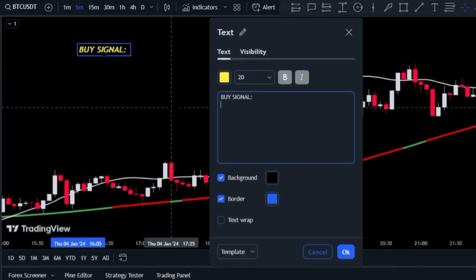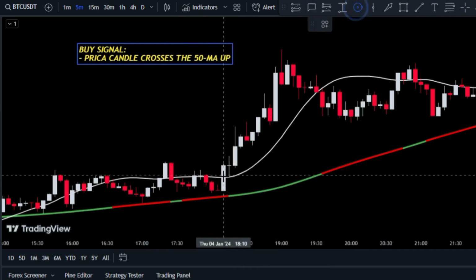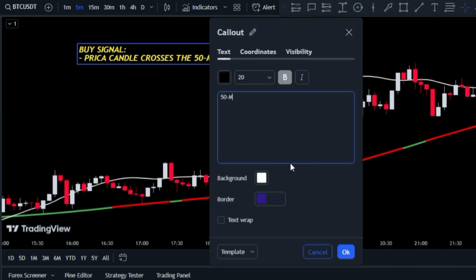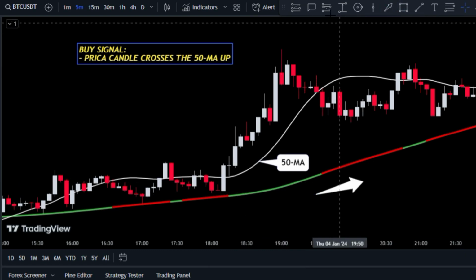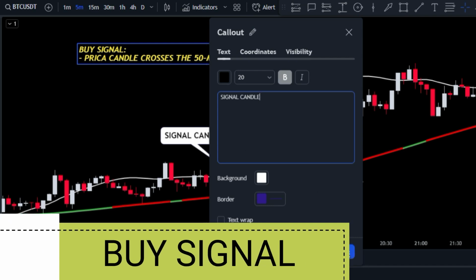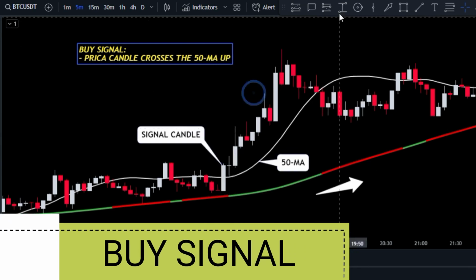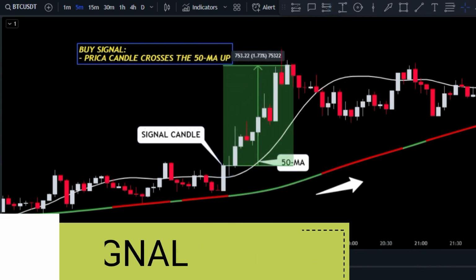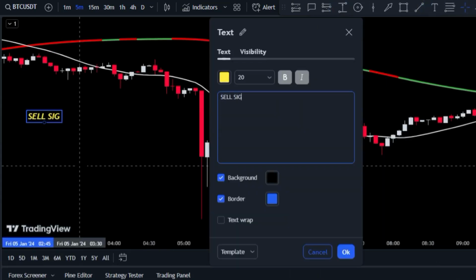Moving on, let's explore how this indicator generates signals. To do this, we'll be looking at the price candles and the 50 moving average. If the market is on an uptrend, and the price breaks above the 50 moving average, we call this a bullish breakout, which signals a buying opportunity in our strategy. On the other hand, if the market is in a downtrend and the price breaks below the 50 moving average, we have a bearish breakout, and this is a sell signal.